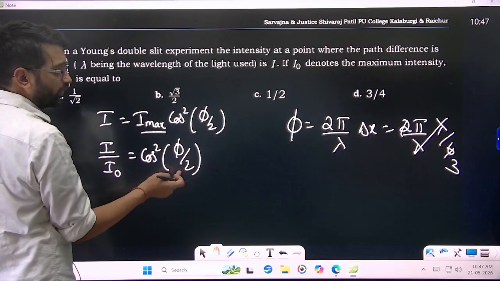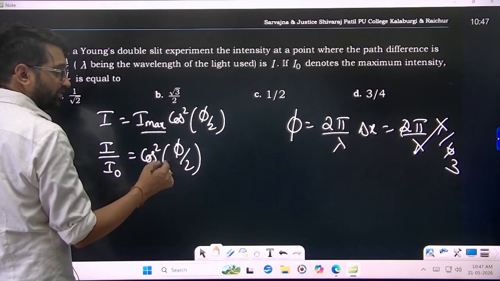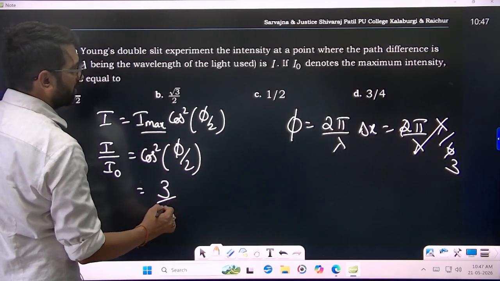60 by 2 is 30. Cos 30 is root 3 by 2, whole square. That is 3 by 4.